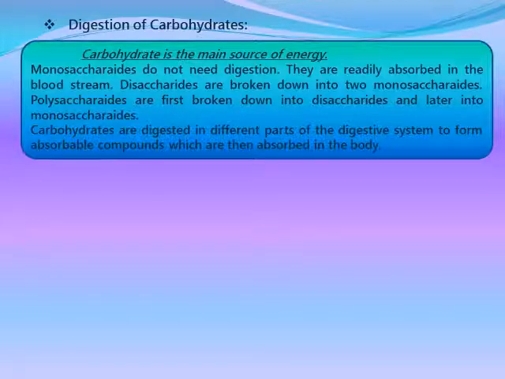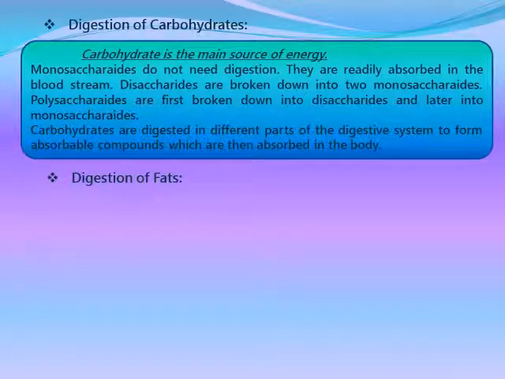These foods turn into simple forms by digestion and produce energy. You know the classification of carbohydrates. There are 3 types of carbohydrates: monosaccharides, disaccharides, and polysaccharides. Monosaccharides do not need digestion. Listen, monosaccharides do not need digestion. They are already absorbed in the bloodstream. Disaccharides are broken down into 2 monosaccharides. Polysaccharides are first broken down into disaccharides and later into monosaccharides. Carbohydrates are digested in different parts of the digestive system to form absorbable compounds which are then absorbed in the body.